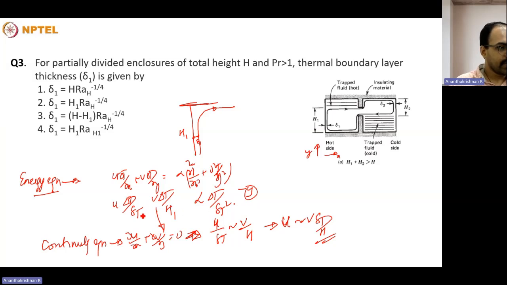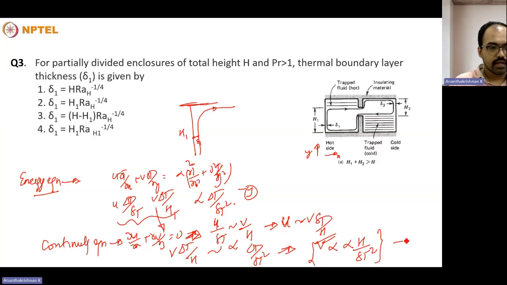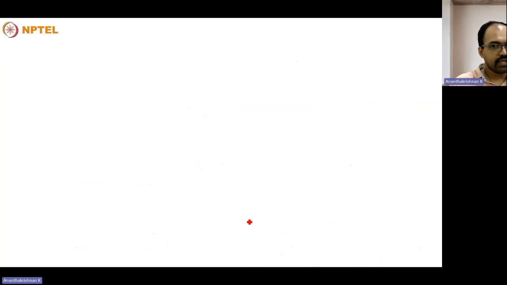Substituting it, what we'll be getting is that on the left hand side, both the terms will be of the order of v delta t divided by h, and that will be of the order of alpha delta t divided by delta t squared on the right hand side. Solving these two, we get v is of the order of alpha h divided by delta t squared. So this will be equation 2. And then we move our attention to the momentum equation.